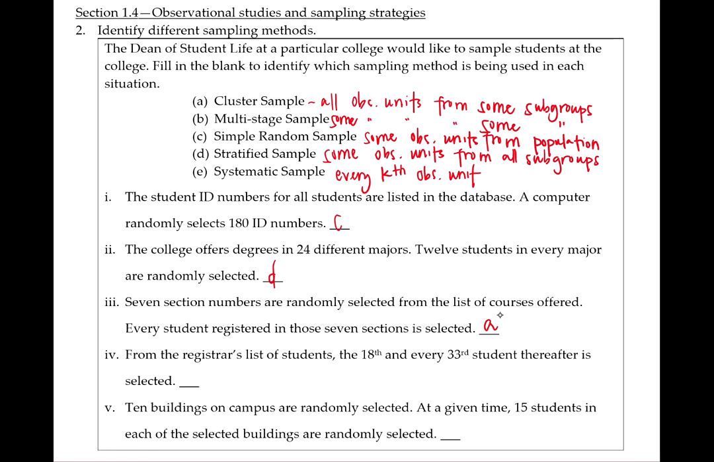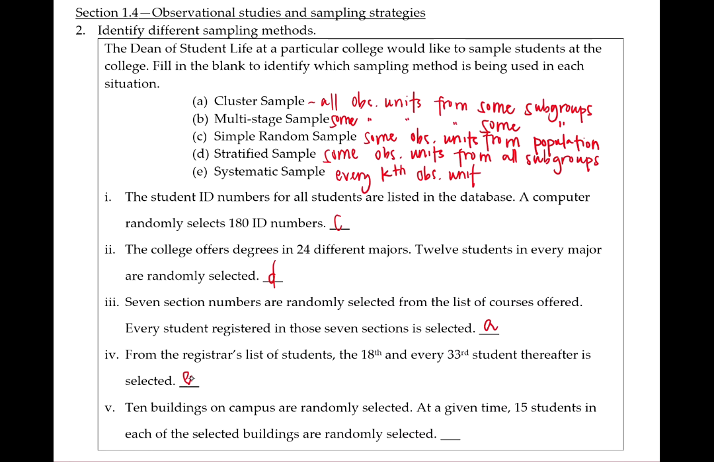Part 4. From the registrar's lists of students, the 18th and every 33rd student thereafter is selected. Here's where you can see every kth observational unit. Our K here is 33, so every 33rd student is being selected. That is a systematic sample.